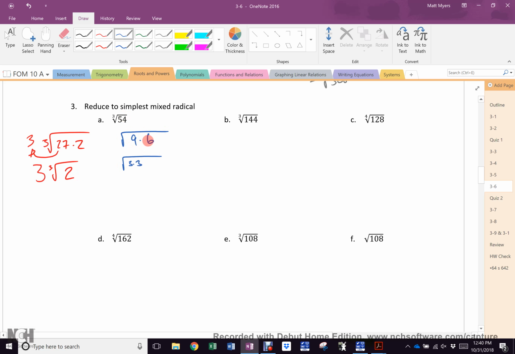3 times 3. What does 6 become? 3 times 2. What do you see right there? A group of 3. So what comes out? 3. And what stayed under there? 2.